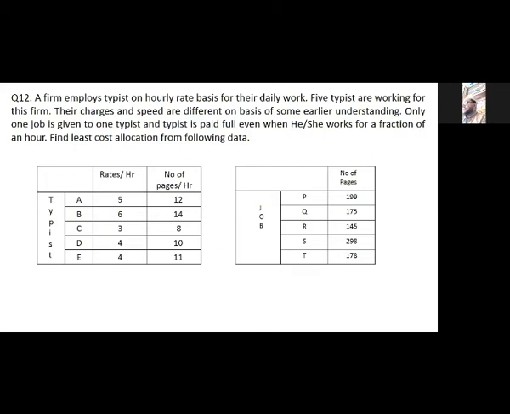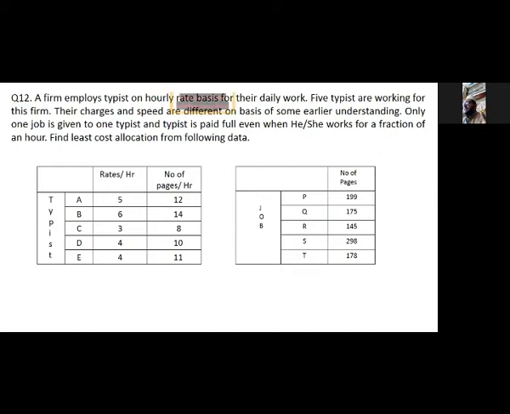Let us say Basit is my typist A, and he can type 12 pages per hour. So how much time will he take to type 199 pages? It will be 199 divided by 12. That many hours he will require to type the entire book of 199 pages. 199 divided by 12 comes out to be 16.58. That means he will require 16.58 hours to complete the entire book.